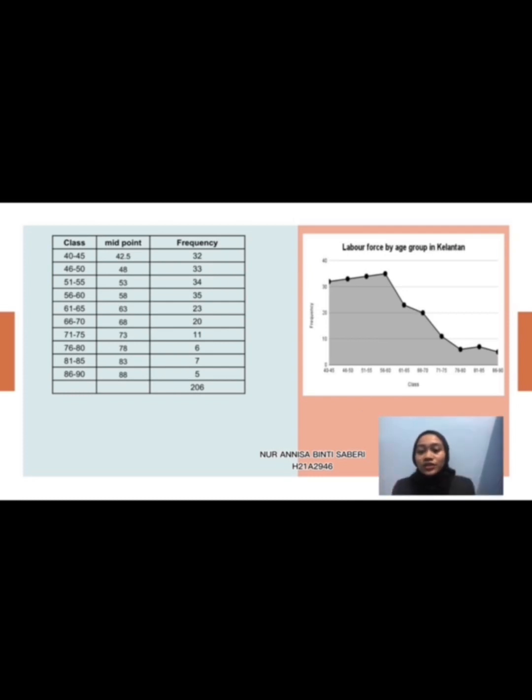The highest frequency for this frequency polygon graph is from class 56 to 60, which is 35. And the lowest class is 76 to 80, which is just 6.